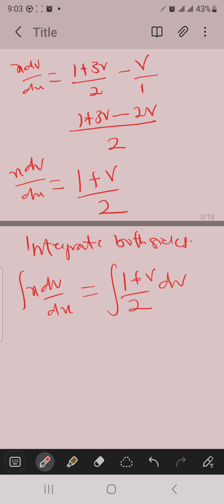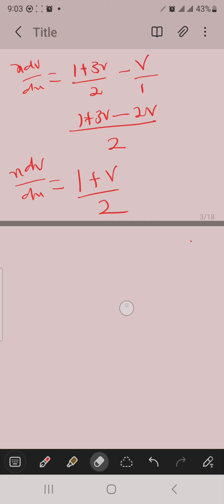I have x dv dx here. I cannot integrate x dv dx. And what I'm saying is this. Let me clean this off first. You understand what I'm saying now? I have x dv dx here. This one is going to be x dv over dx equals 1 plus v over 2.